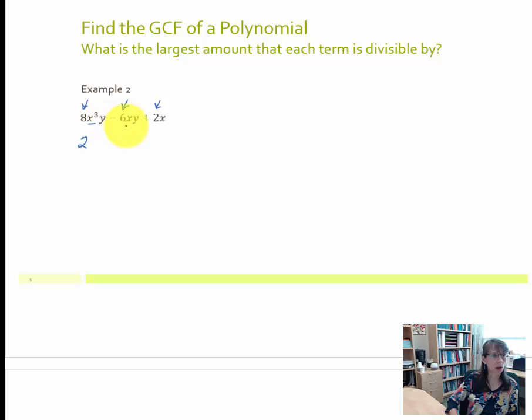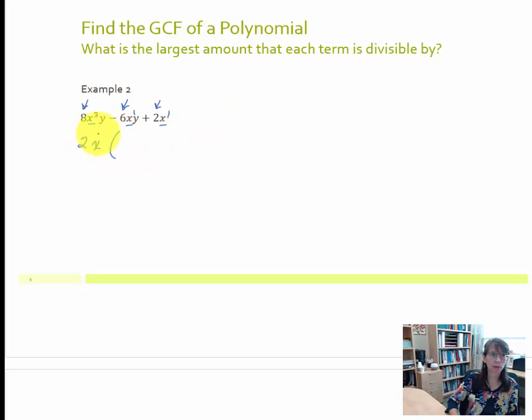So it looks like all of our terms have at least x. Checking out the powers, 3, 1, 1. All terms have at least x. Notice that only the first 2 terms have base of y. The last term does not have a base of y. So 2x is the greatest common factor.